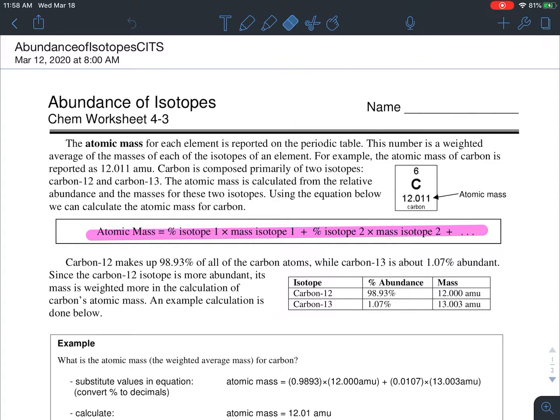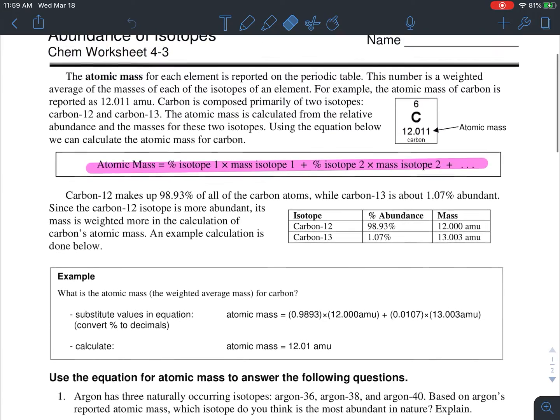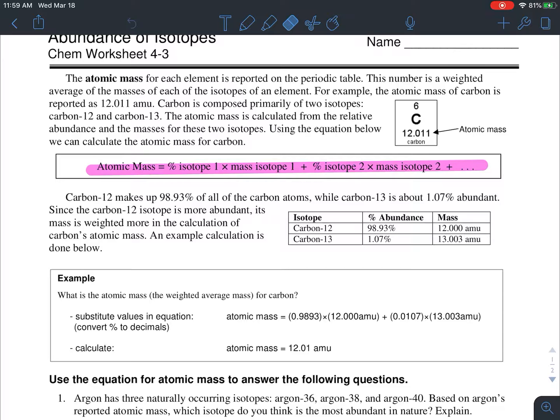The purpose of this video is to help those of you who were absent when we went over the Abundance of Isotopes worksheet in class, or if you were busy taking your test during that time. Everyone should have had this available on Canvas prior to leaving, and this introductory part does a nice job of explaining what average atomic mass represents and some basics on how it's calculated.